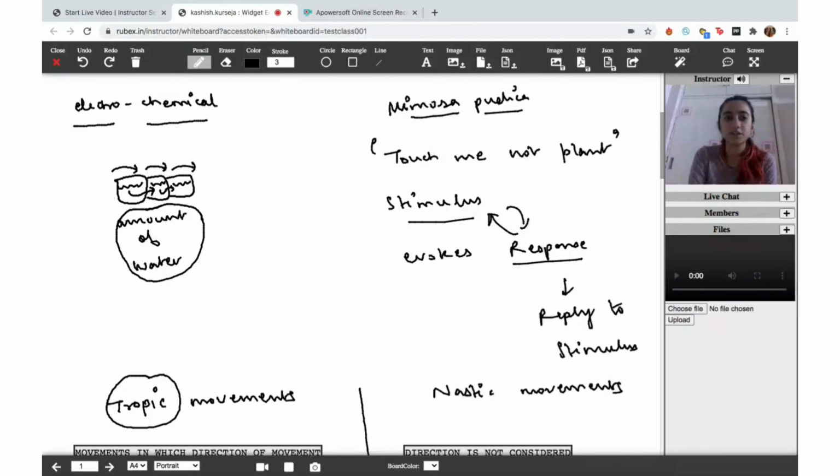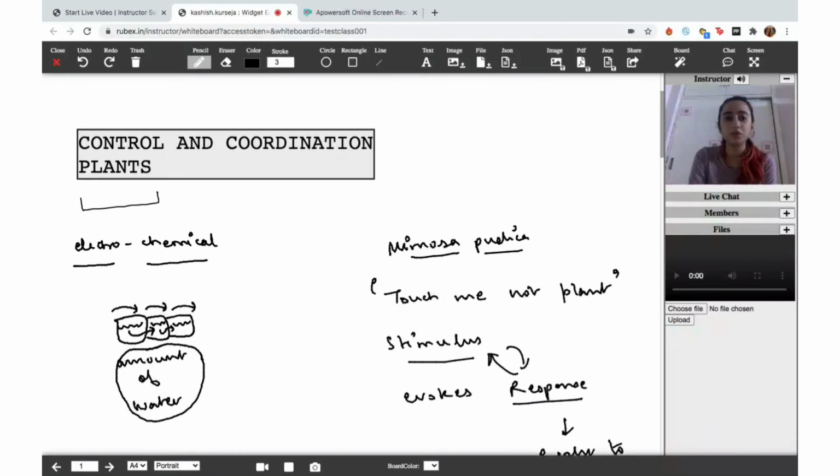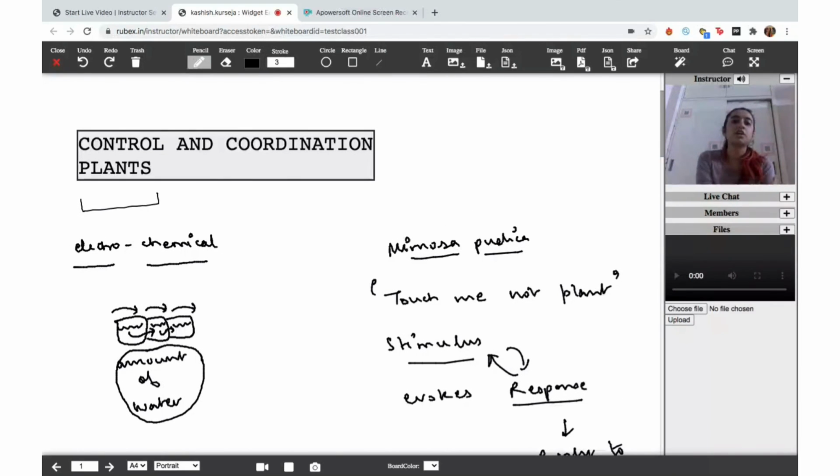This is how plants communicate. Plants have an electrochemical mode of transmission. They communicate by changing the amount of water present inside the cells. You can just remember this point as it is something mentioned in NCERT. Example given for Mimosa pudica, just to show how plants communicate, a stimulus response kind of an example. So this was about control and coordination in plants, and I hope you all understood it well.